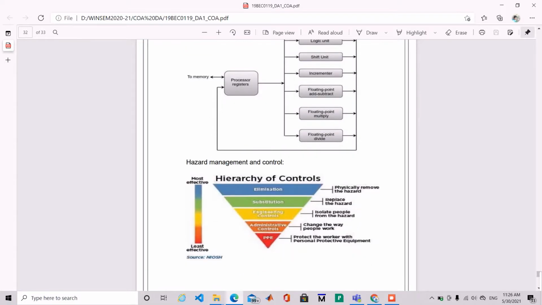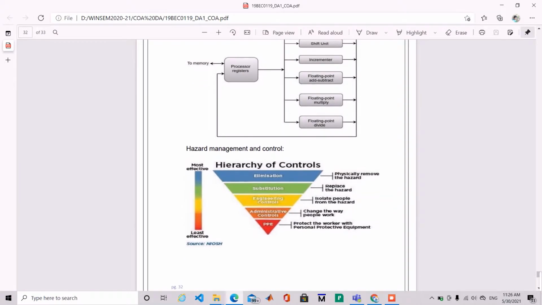And this is the hazard management and control block diagram. The hierarchy of controls consists of elimination, substitution, engineering controls, administrative controls, and PPE. Elimination means to physically remove the hazard, and substitution is to replace the hazard. Engineering controls isolate people from the hazard. Administrative controls change the way people work, and PPE means to protect the worker with personal protective equipment.